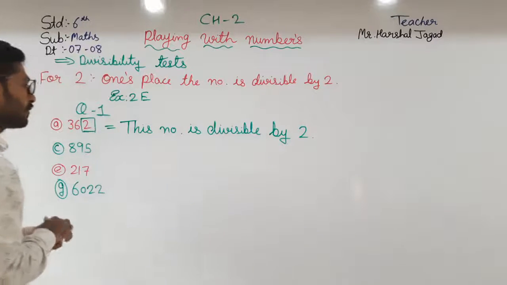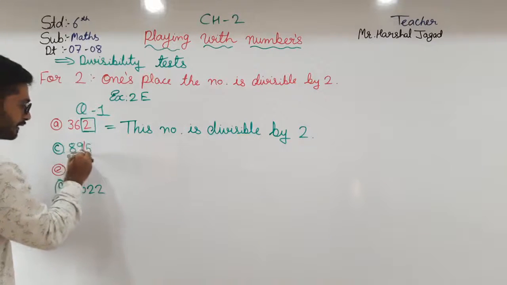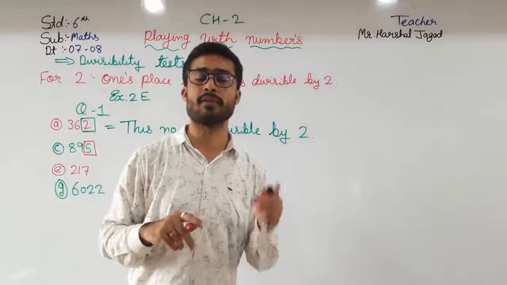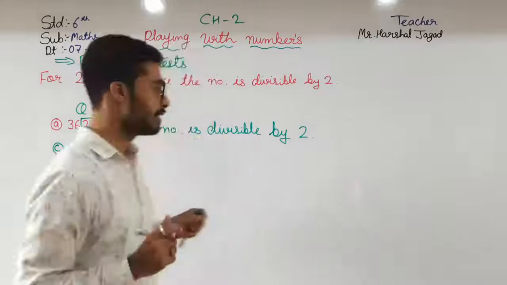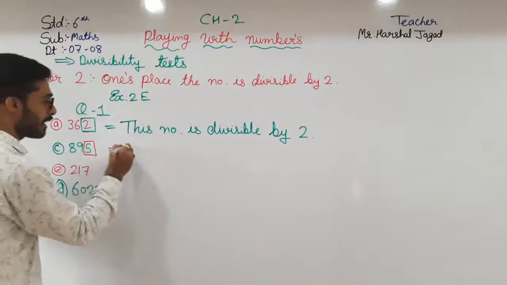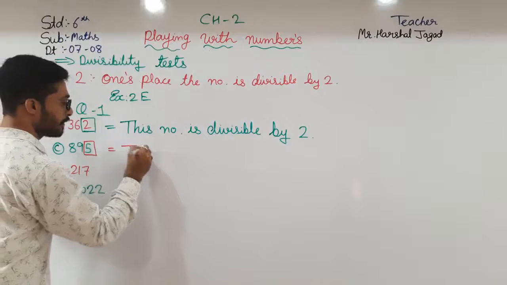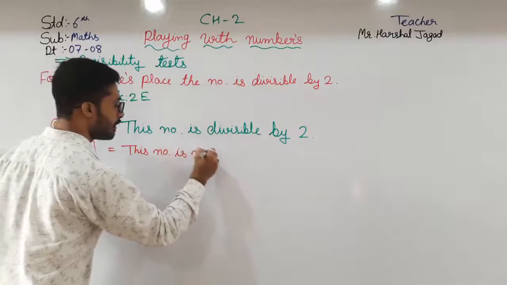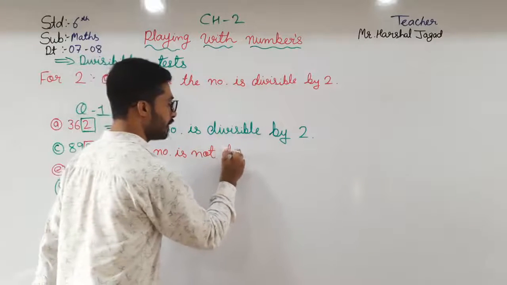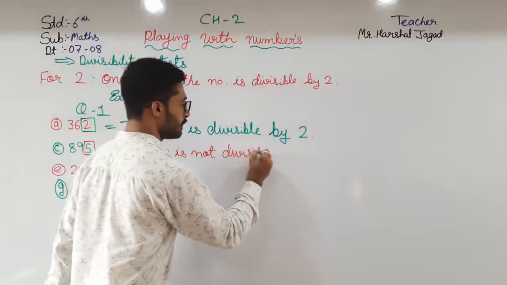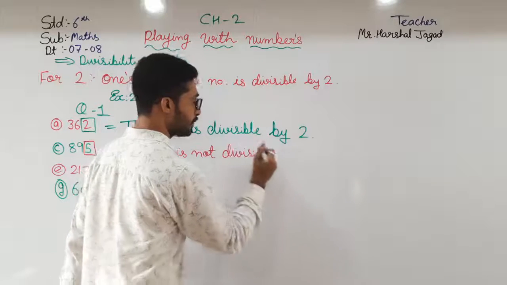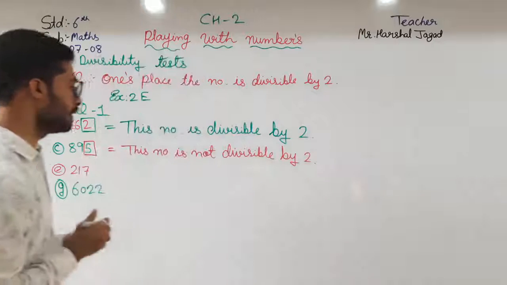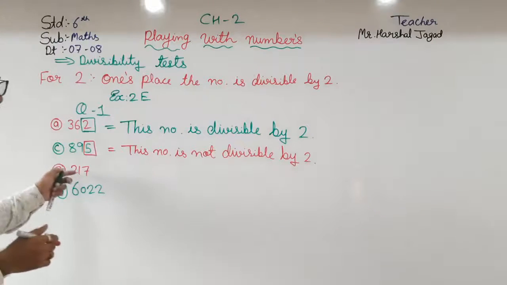Moving towards the next, here it is 5. We can't divide 5 by 2, because 2 2s are 4, 2 3s are 6. So this number is not divisible by 2.